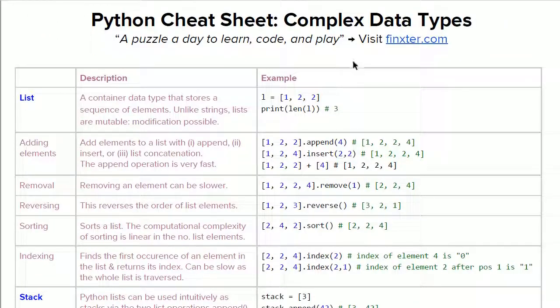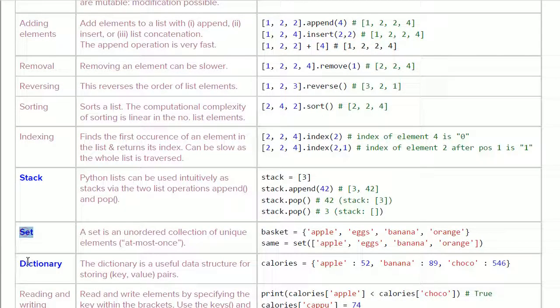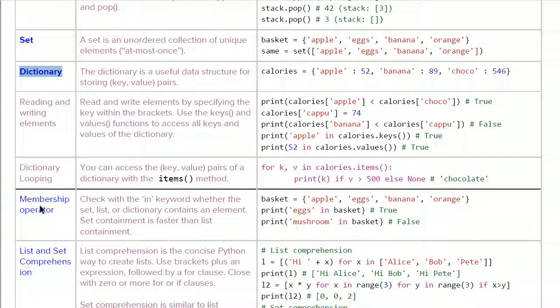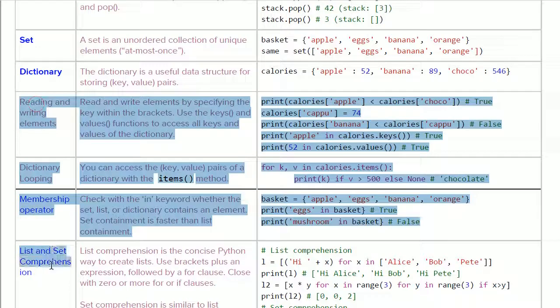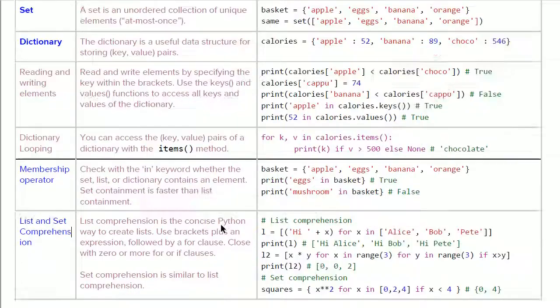The third cheat sheet is about complex data types. So the second one was about simple data types. This one is about complex data types. Examples are lists and list operations, stacks in Python, sets, and dictionaries. And then the various operations that can be performed on top of dictionaries, such as looping through dictionaries, reading and writing elements from the dictionary, or checking whether a certain element is in the dictionary.